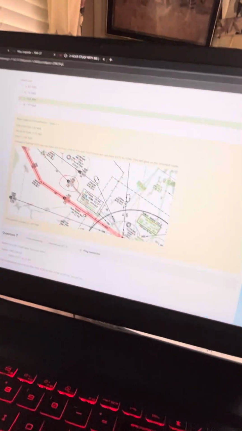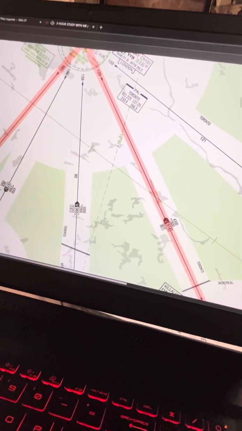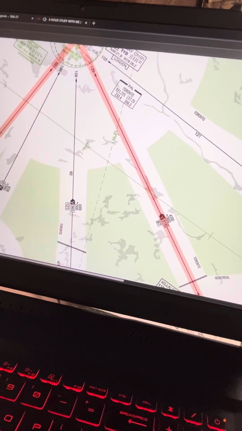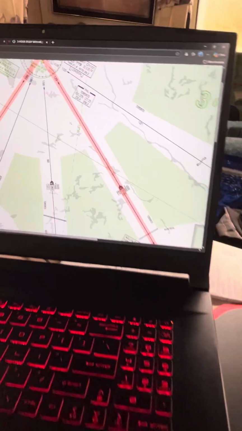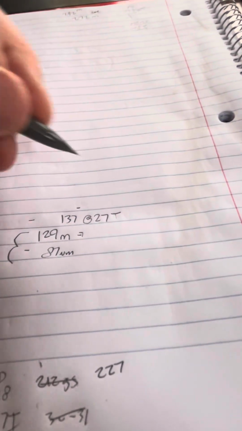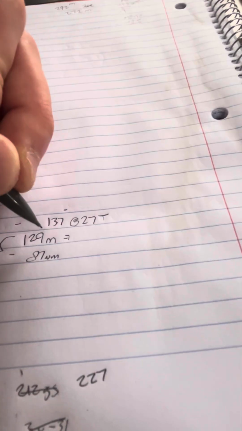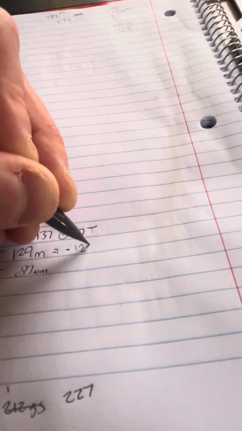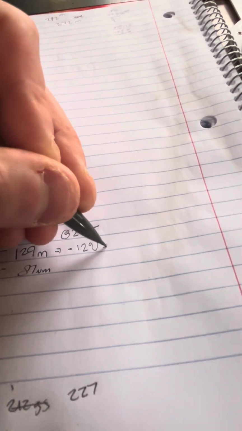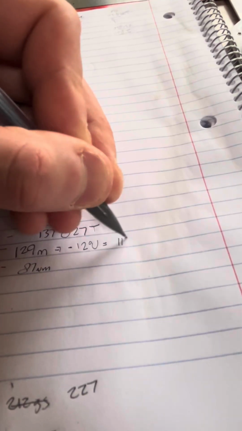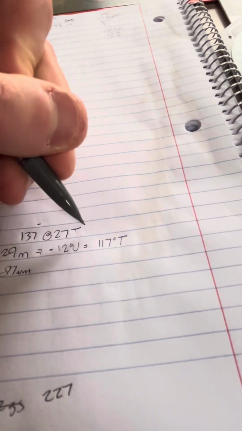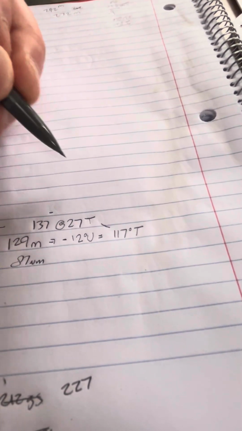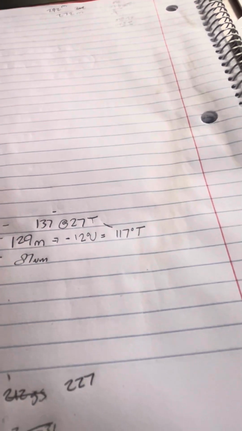So I'm going to find our variation on the map. This is a dotted line here. This is a line of variation. It shows 12 degrees westerly variation. So that's our closest point of variation. So converting magnetic to true, west is least. So we're going to minus the 12 degrees of variation to give us 117 true. So now our winds and our track will be the same. So we're not calculating with a magnetic and a true. That won't work well for us.